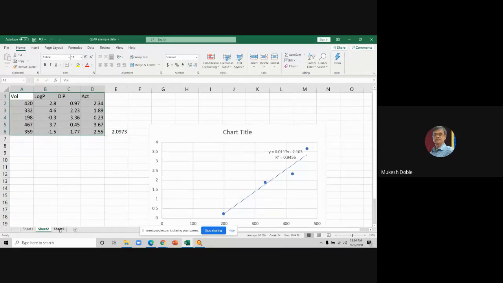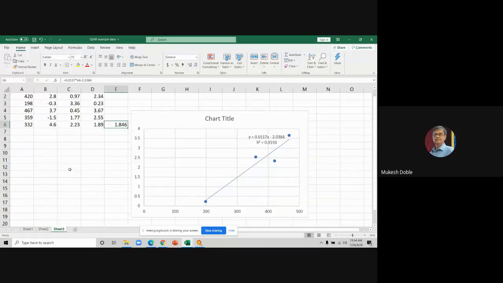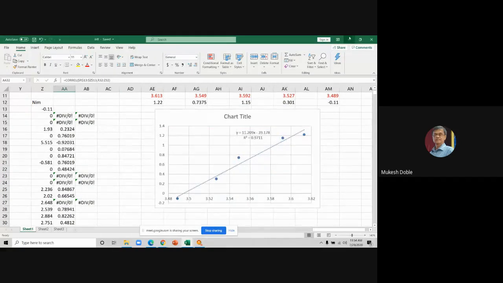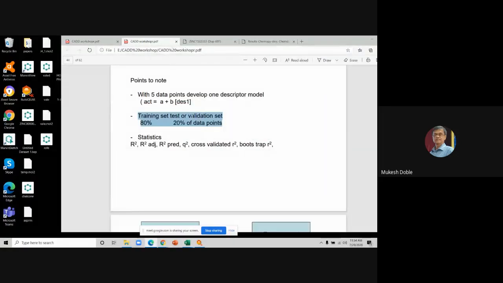If I leave the second point, you saw I removed the second point, put it at the bottom, and took only the first, third, fourth, fifth points, and then developed a model. It has a good predictive capability also. So ultimately, that's a very, very important point we need to keep in mind: the predictive capability of the model, not only the fitting of the model, but the predictive capability of the model. You can see this.